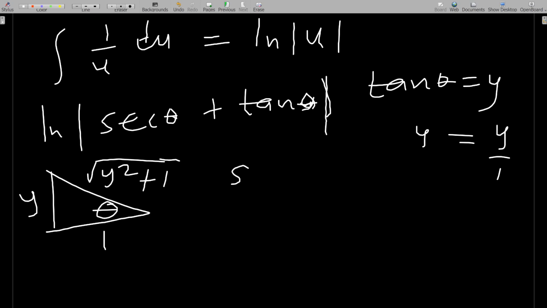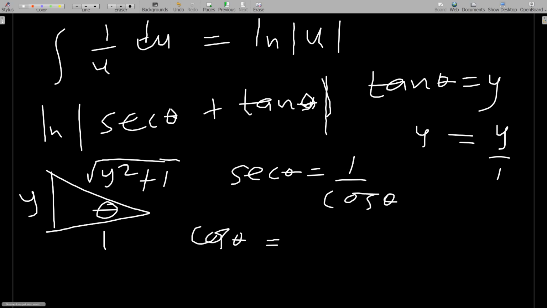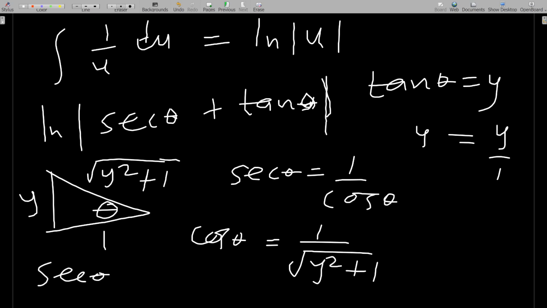But sec theta is equal to 1 over cos theta, right? So cos theta from this diagram is equal to adjacent over hypotenuse, which is 1 over the square root of y squared plus 1, meaning that sec theta will be equal to 1 over this, and this will be equal to the square root of y squared plus 1. Okay, so sec theta is equal to the square root of y squared plus 1, and tan theta is y.